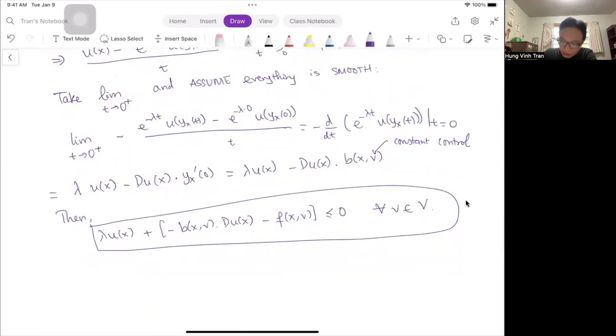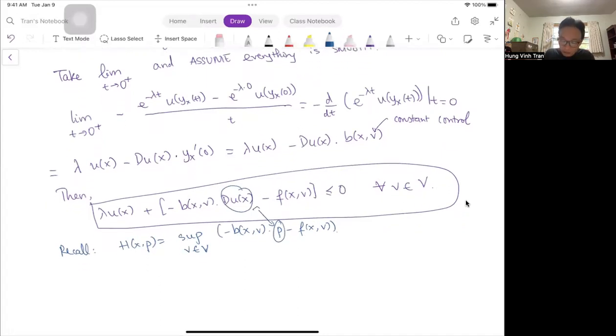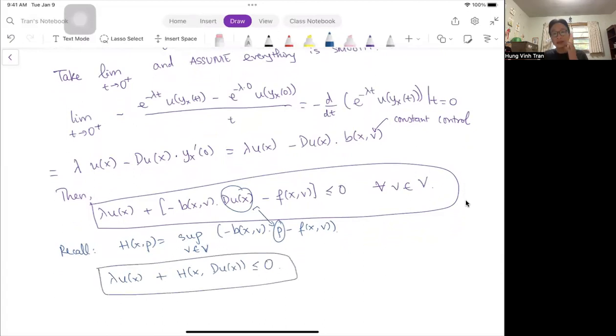Now you can recall that we have H(x,p) equals the supremum over v in V of minus b(x,v) dot p minus f(x,v). And you can just think of p as Du here. Then you take the supremum over all vectors v in V. We get lambda u(x) plus H(x, Du(x)) is less than or equal to 0. So that shows that u is a subsolution. Again, assume that everything is smooth.